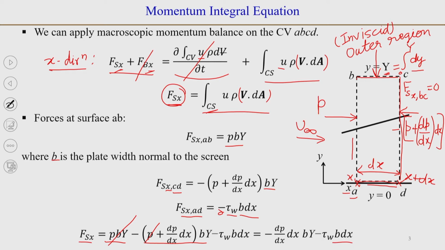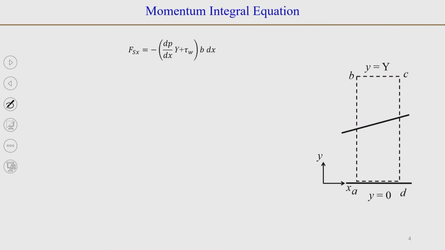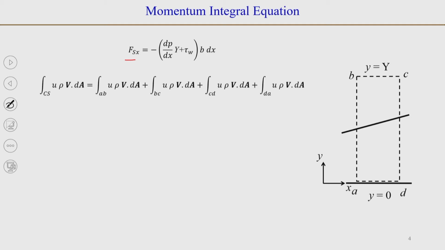Okay. So, we have obtained F S x, and now we will go ahead and find out the flux on all the four surfaces of the control surface. So, that is the equation that we obtained for forces. We have taken b dx out of the bracket. Okay. Now, we will write down the flux on the surfaces. So, we can write down individually for all the four surfaces AB, BC, CD and DA.